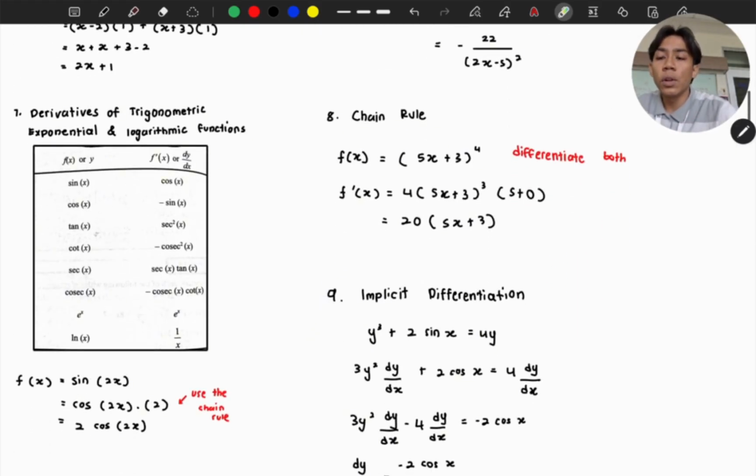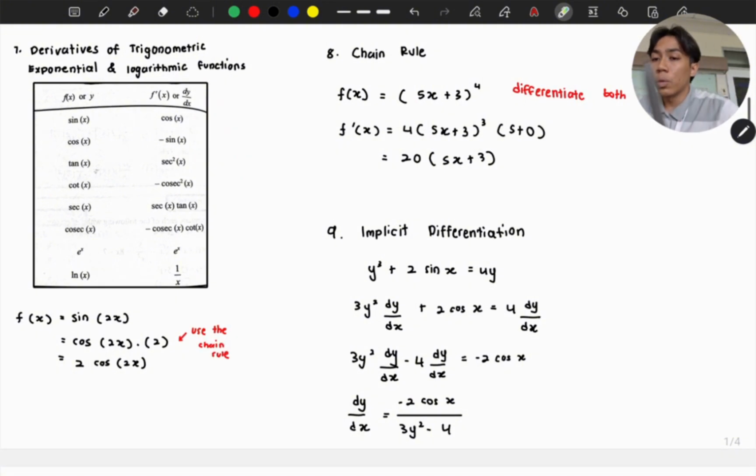Next, derivative of trigonometric expansion and logarithm function. First, we need to know the table here to do the question. For example, this one is sine 2x. If you want to differentiate the equation, we refer to the table, which is sine changes to cos, and this one uses the chain rule to get the 2.